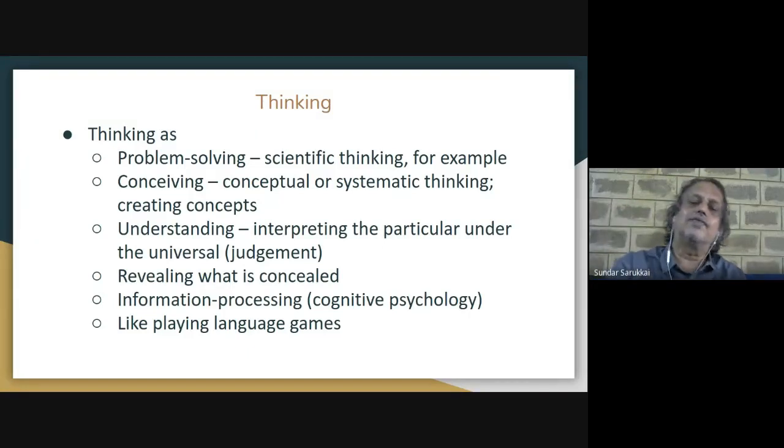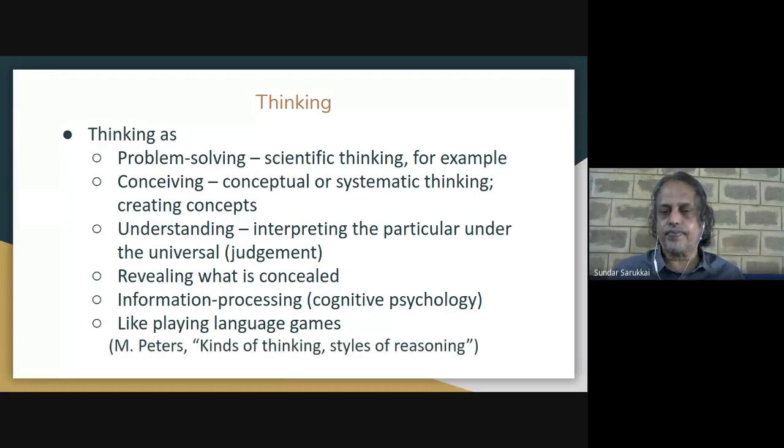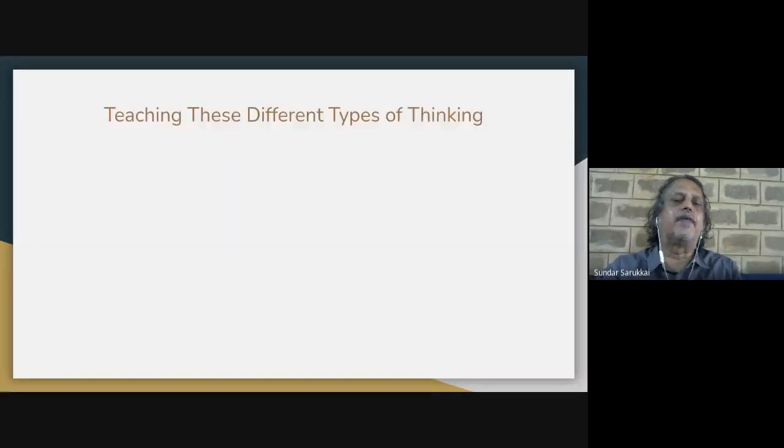The last kind of thing which I want to very quickly mention here, you can look at this paper and download it on the web. It's freely available. It's Michael Peters' Kinds of Thinking, Styles of Reasoning. And the last kind of thing is like playing language games. That's a great way for me of teaching thinking. Thinking is actually like a game. We can do all these kinds of other things, that's fine. But one of the very important aspects of thinking is to teach it like a game, to teach it like ways in which people can play with language, producing different kinds of language and playing something with it.